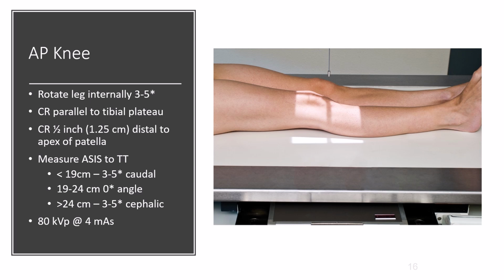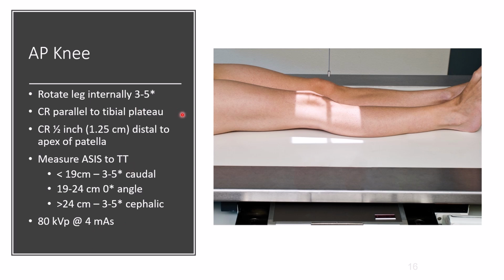The patient would lie on their back unless these were ordered weight bearing. They would lie on their back on the table. You would ideally try to get the affected leg towards the middle of the table, and you're going to rotate the entire leg internally 3 to 5 degrees so that you get a true AP knee. So, 3 to 5 degree rotation internally.